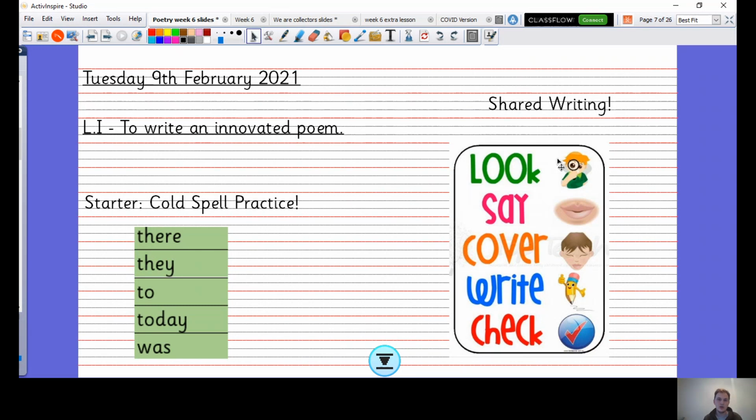Okay, so today's starter is another cold spell practice, and it is the last 5 words that I've chosen for you. So what I'd like to do is I'd like to look, say, cover, write, and check each of these. Let's go through them first and just decide what they mean and what they are.